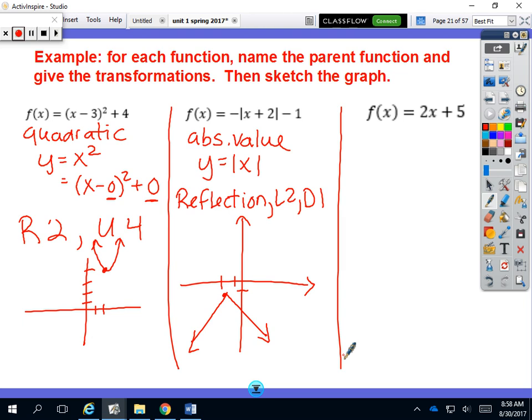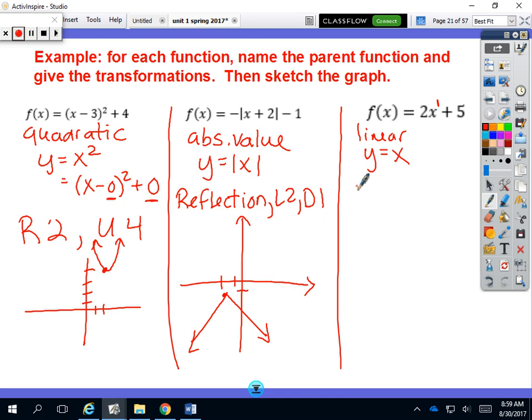And then we've got a linear function. Why is this linear and not quadratic? Because there's no power showing. So that means it's a power of 1, right? And it's linear. So that's going to be y equals x. What happened here? Well, y equals x. I'm multiplying this number by 2, so I know it's a dilation.